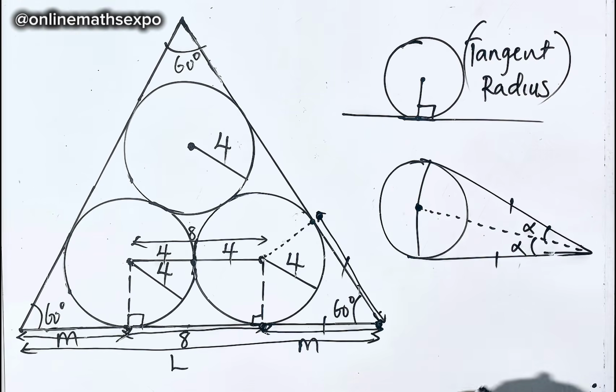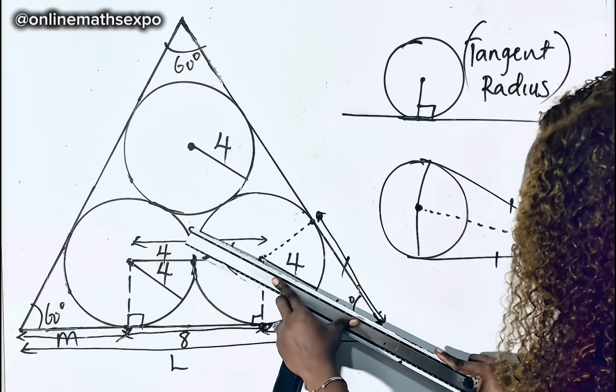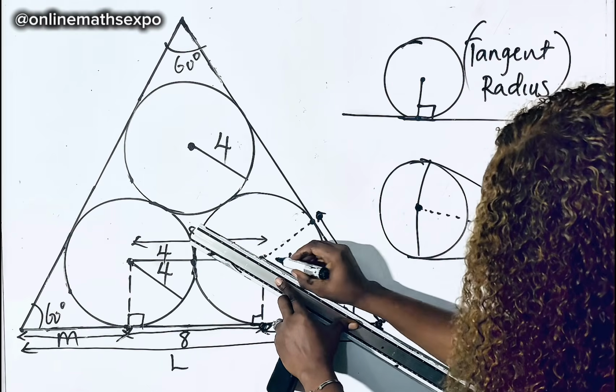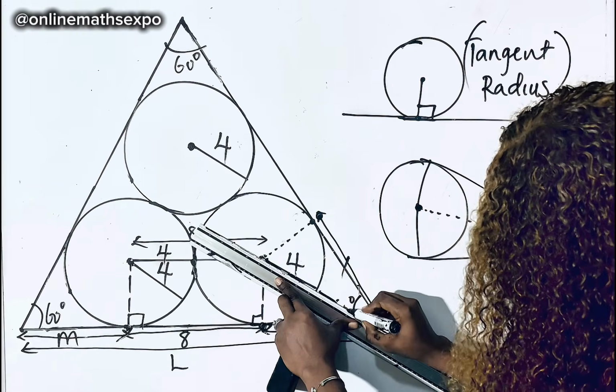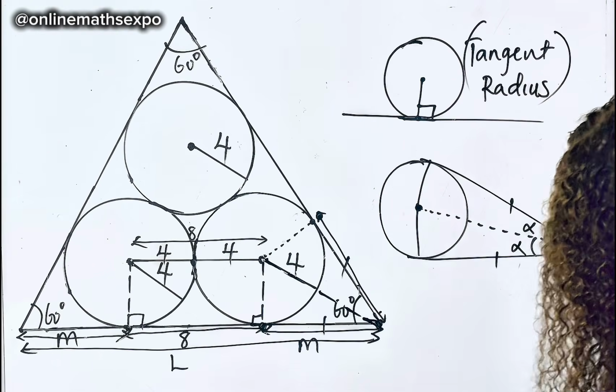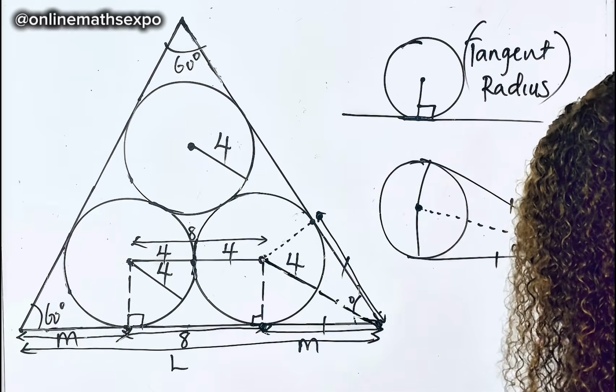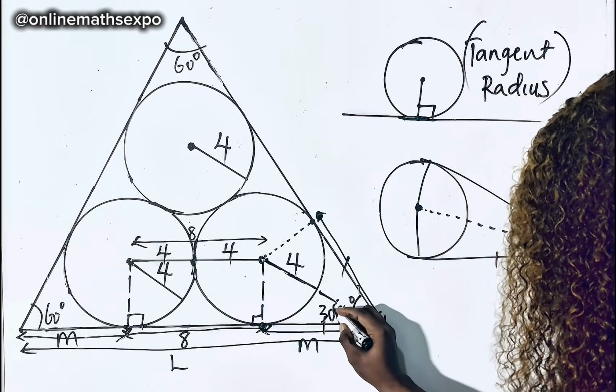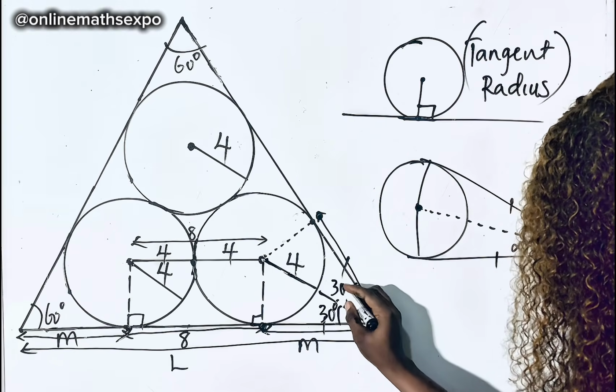So let's bisect it in half. This is what you have. So this line bisects, so it divides that angle equally. Did you see that? So this is what we have. It means this part of the angle is going to be 30 degrees, and this part is also going to be 30.